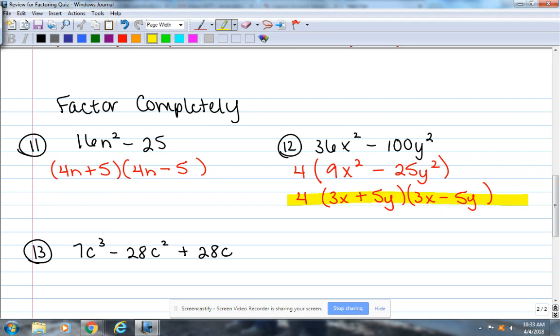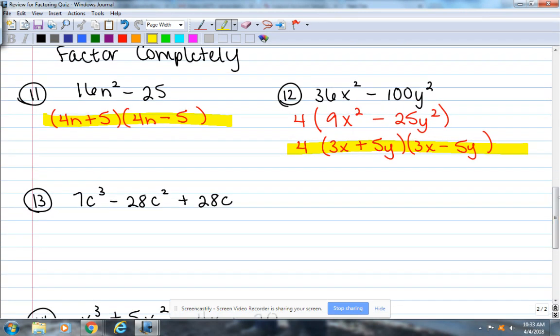Any questions? Okay. The next one is a trinomial, but before I even factor a trinomial, I look to see if it has a what? GCF. A GCF besides a 1. Does this one? Yes. 7C. Do y'all agree? So always look for those GCFs. It makes life simpler. So what times 7C is 7C to the third? C squared. Minus what times 7C is 28C squared? 4C. And what times 7C is 28C? 4.